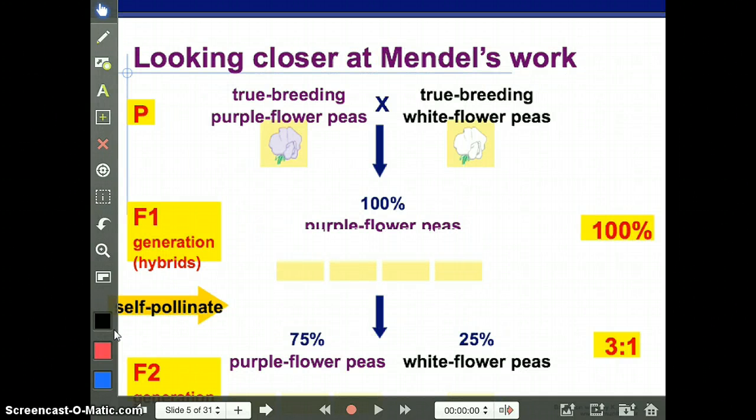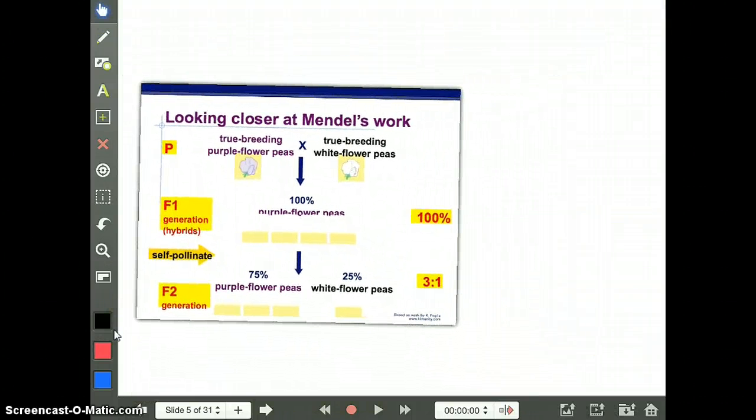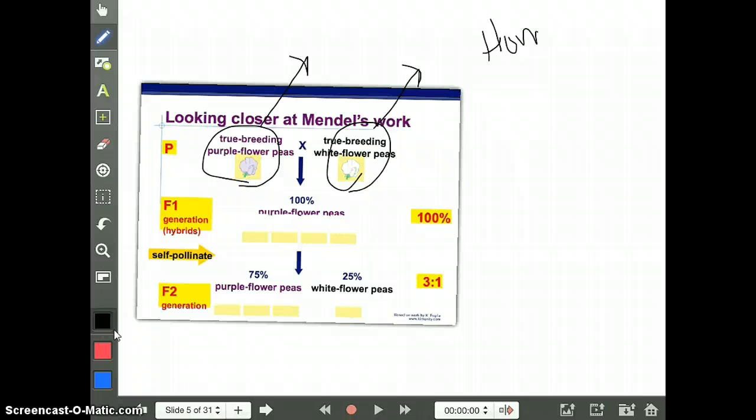Now, in doing so, what he ended up finding out is that he was crossing true breeding plants. What this means by true breeding is that every time a purple flower was mixed with another purple flower, they always got purple. White with white always got white. So those are what we're going to be calling true breeding, or homozygous. So the term true breeding also means homozygous.